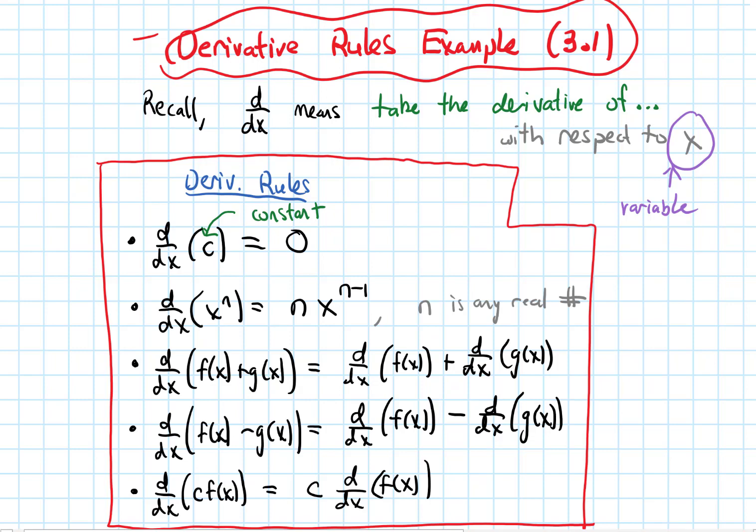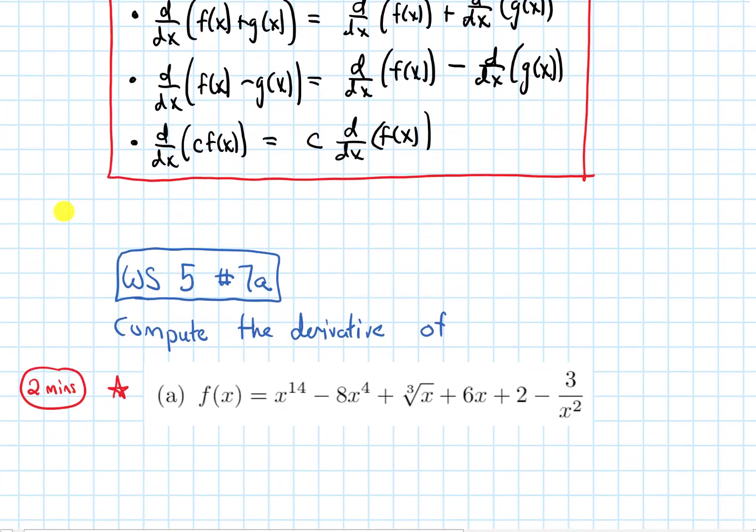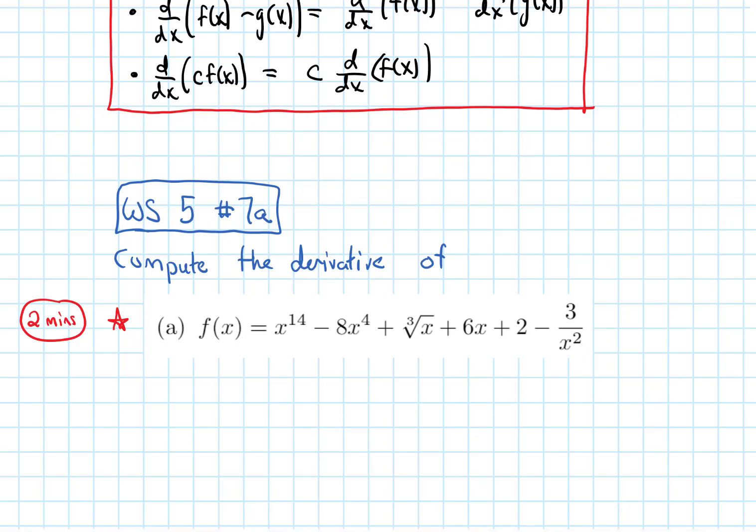All right, so let's do an example. This is problem number 7a from worksheet 5, and we want to compute the derivative of, I just want to do part A, f of x equals x to the 14 minus 8x to the 4 plus cube root of x plus 6x plus 2 minus 3 over x squared. I want to first give you 2 minutes to try this on your own. So pause the video in 4, 3, 2, 1, pause it and try this for 2 minutes. Alrighty, so hopefully you did that.